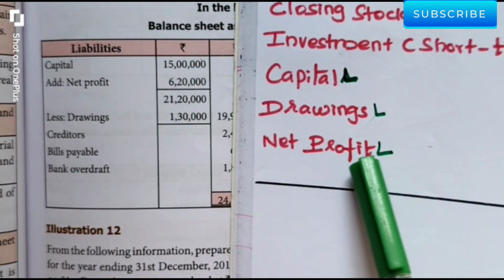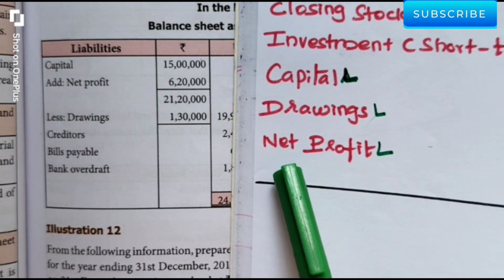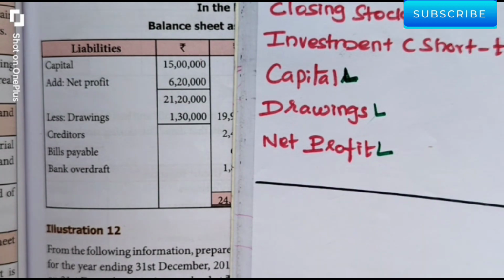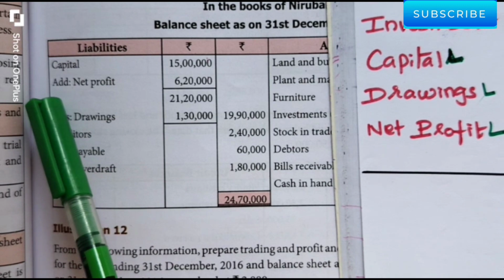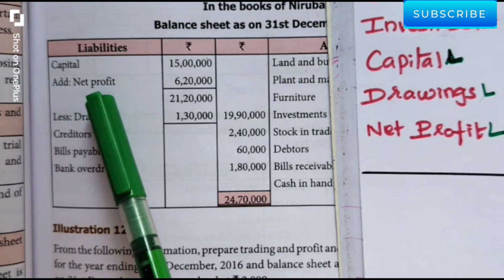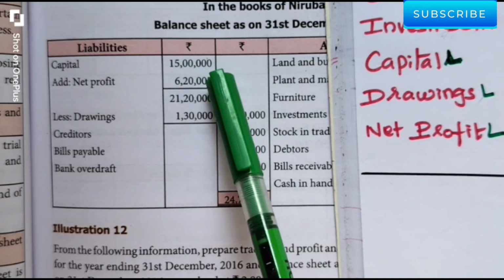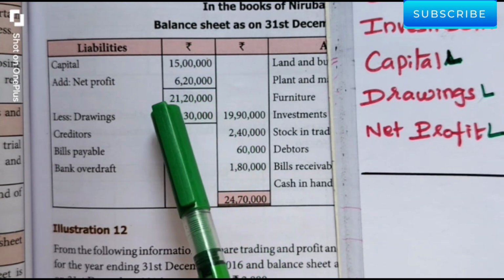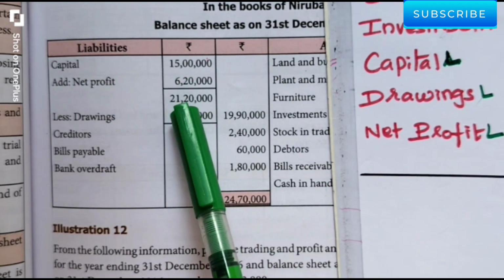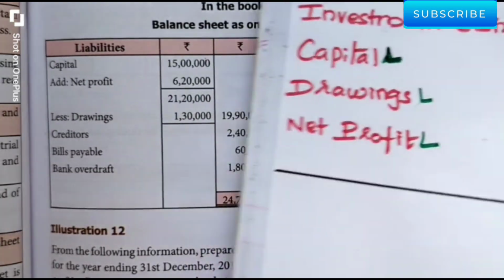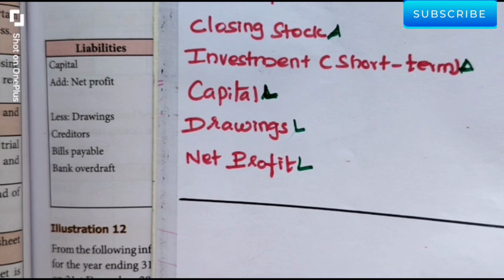Then we have net profit. As per the format of the balance sheet, you have to add the net profit 6,20,000 rupees to capital. So you have to enter the heading add net profit 6,20,000 rupees. After adding 6,20,000 rupees to 15 lakh, you will get 21,20,000. You have to enter it into the inner amount column. Then drawings, how much rupees? 1,30,000 rupees.